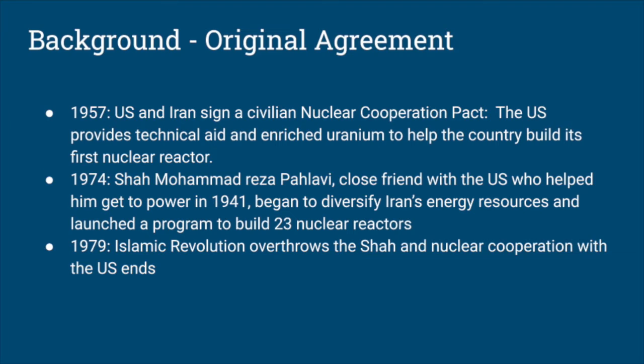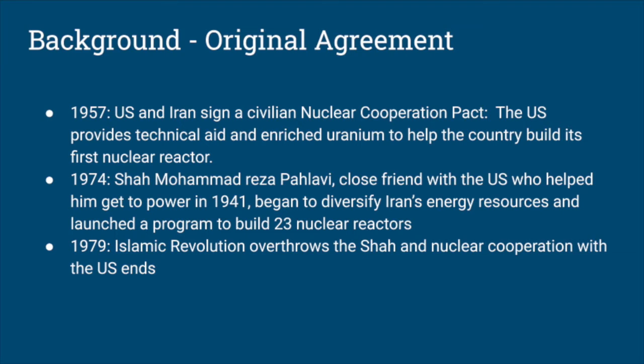And then Shah Mohammad became the new ruler for a long period, with the help of the United States. In 1957, the United States and Iran signed a civilian nuclear cooperation pact, allowing the United States to provide technical aid and quantities of enriched uranium to help Shah Mohammad build the country's first nuclear reactor. And in 1974, with the help of the US, Shah Mohammad began to diversify Iran's energy resources and built additional nuclear reactors.